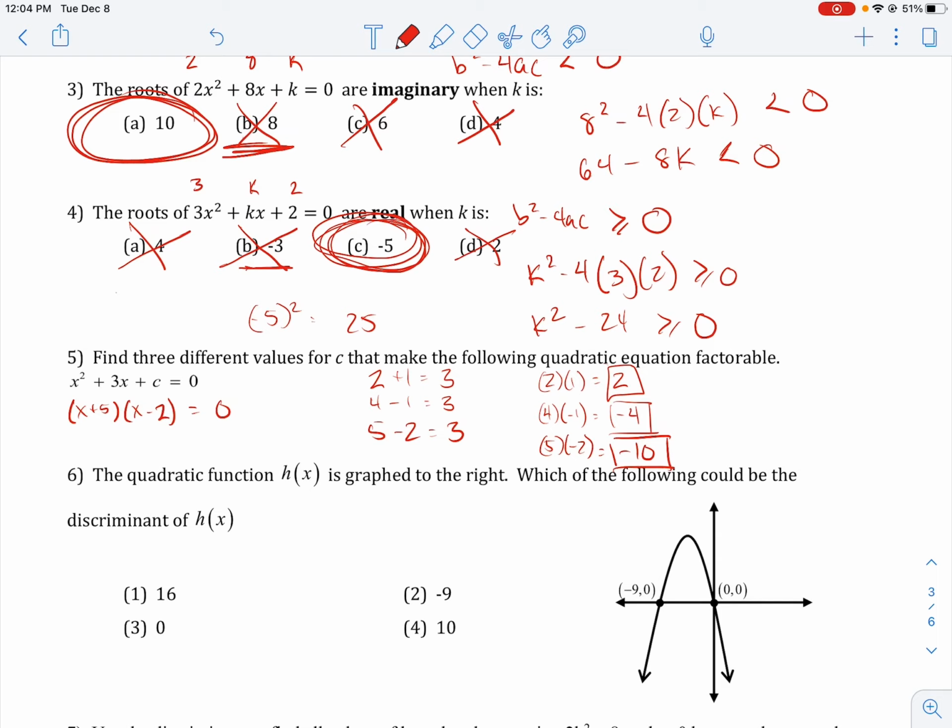Okay, I'm going to do one more just so you guys figure out the pattern here. So I'm going to go plus 10 and minus 7. 10 minus 7, well, that's 3. 10 times a negative 7, that's negative 70. So negative 70 would be another option for C.